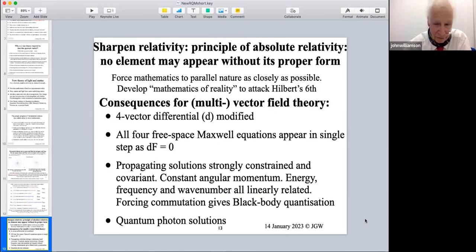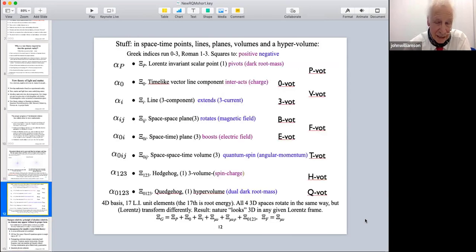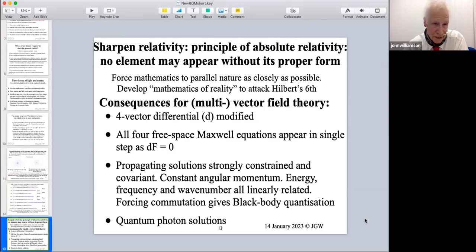Wikipedia is often wrong, so it's not too big a shock. Anyway, so that's the 16 components and the four three spaces and the four single elements. But there's more goes into the theory than that. The other thing is there's a sharpening of the principle of relativity. What do I mean by that?